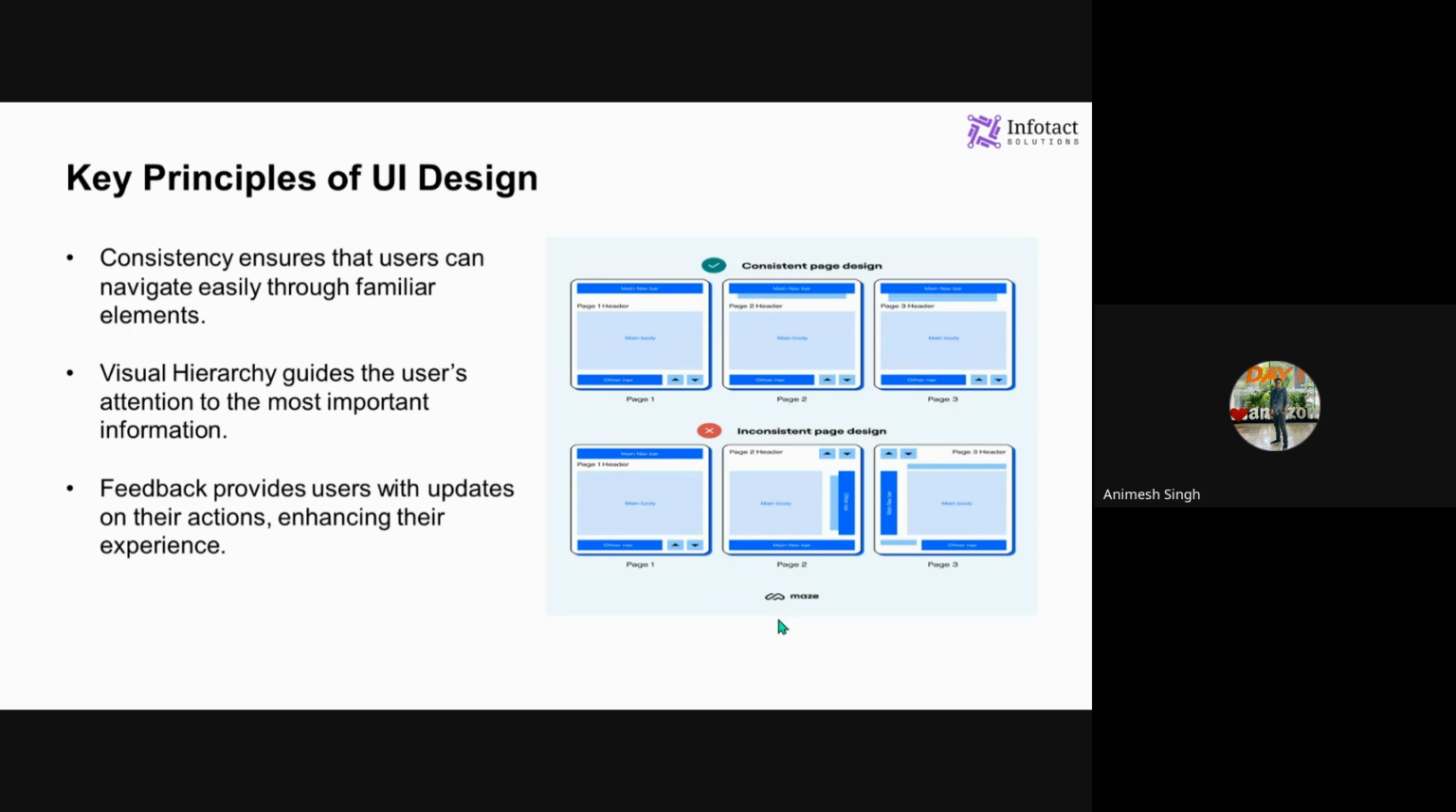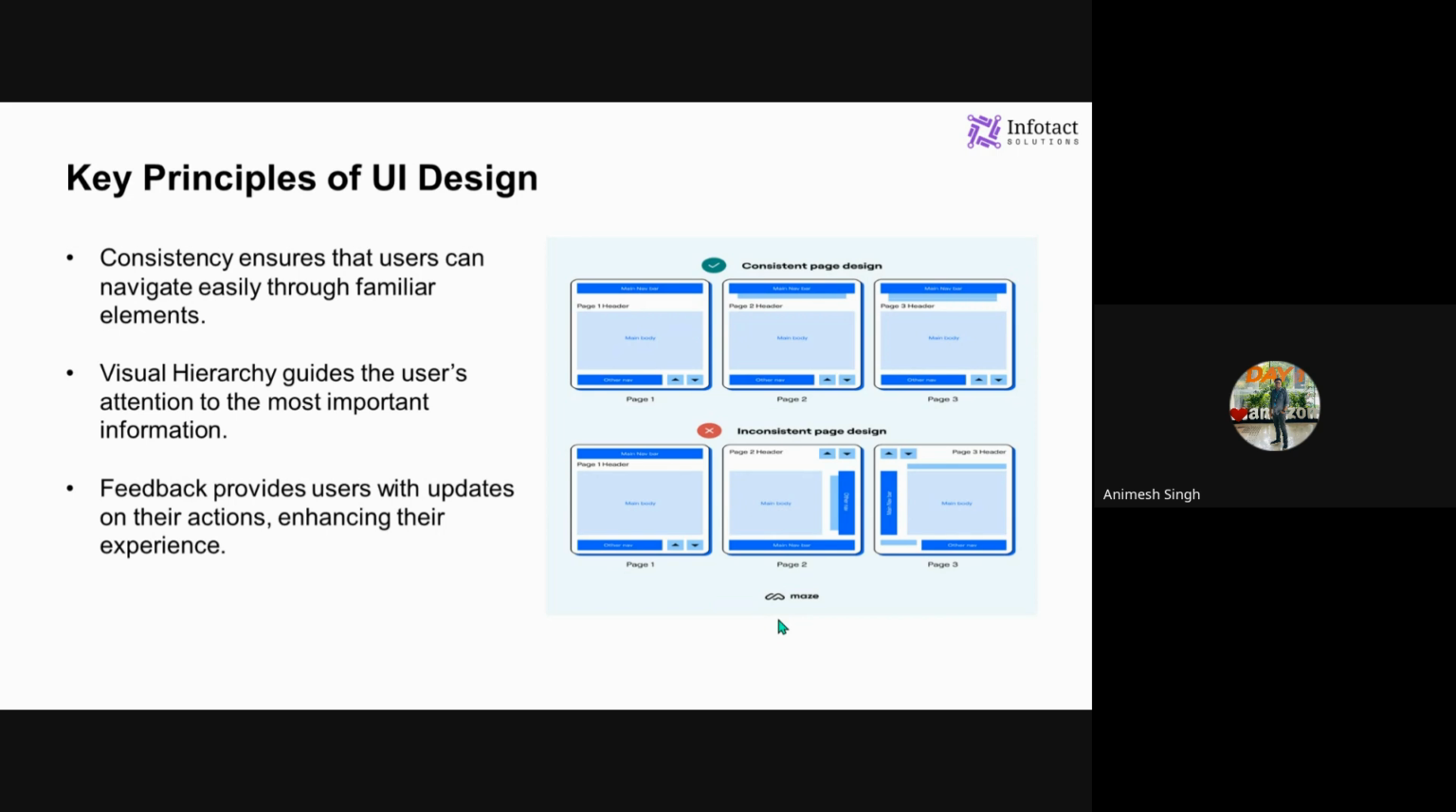Okay. And how you can achieve that particular thing is you can just maintain the uniform styles of the buttons, colors, typography, and spacing throughout the interface. Okay, and use the design systems or style guides to ensure the consistency. Okay, and you can also apply a consistent terminology and language across the product. That comes under the consistency.